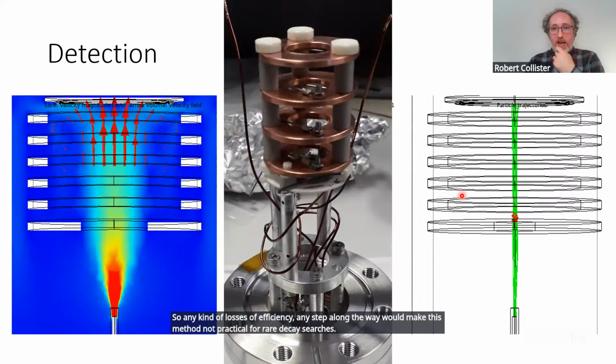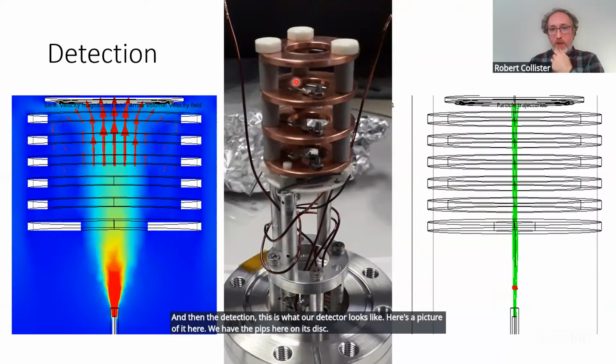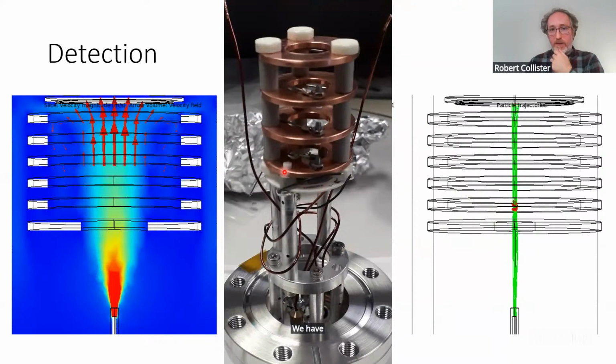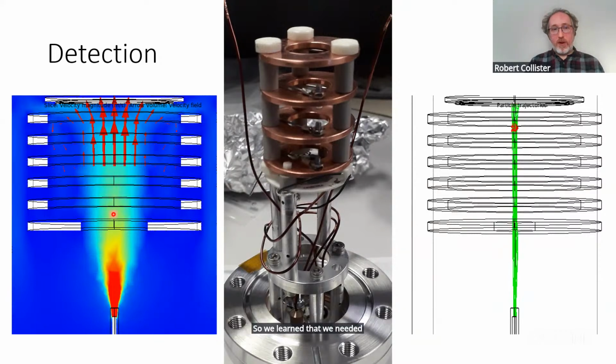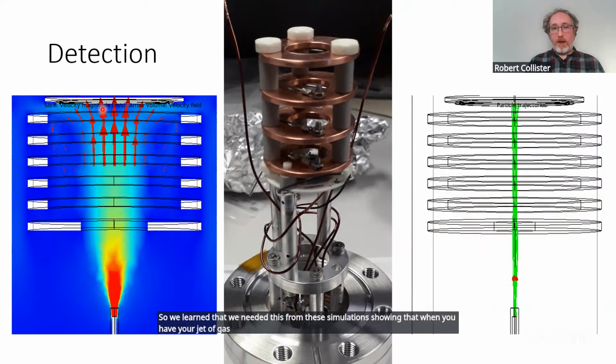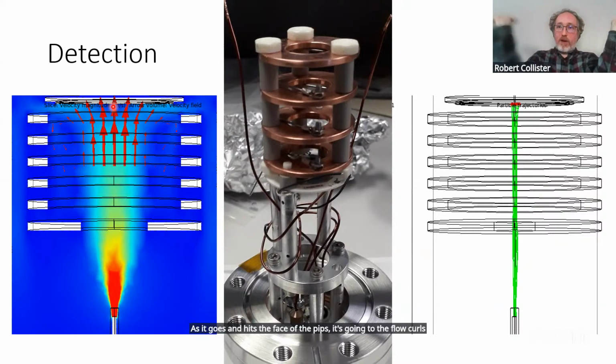And then the detection, this is what our detector looks like. Here's a picture of it here. We have the PIPS here on its disc. We have a series of electric field rings in front of it to guide the ion onto the face of the PIPS. So we learned that we needed this from these simulations showing that when you have your jet of gas coming out of your capillary, as it hits the face of the PIPS, the flow curls around across the face of the PIPS.